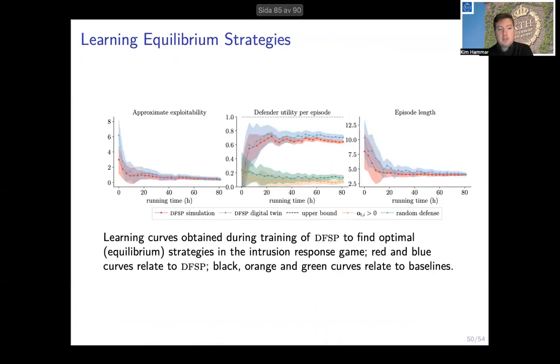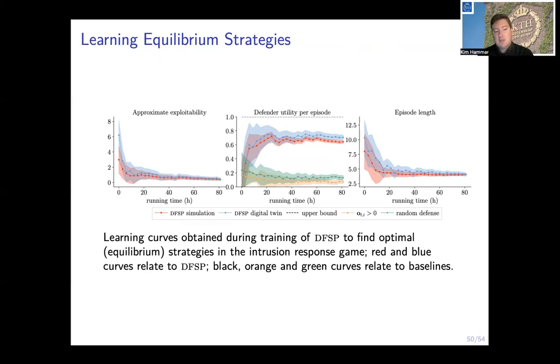So here are the results. You can focus here on the leftmost plot, which shows the exploitability metric. And that is essentially a distance metric to the equilibrium. As the exploitability gets smaller and smaller, we're getting closer and closer to the equilibrium. And if it is 0, that means that we have reached the exact equilibrium.